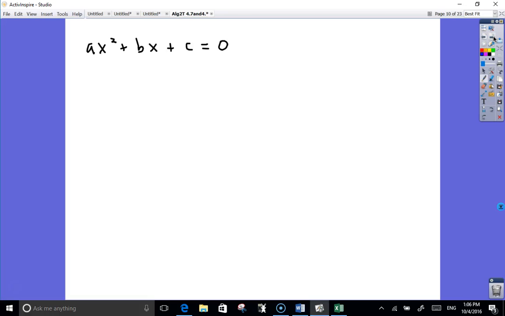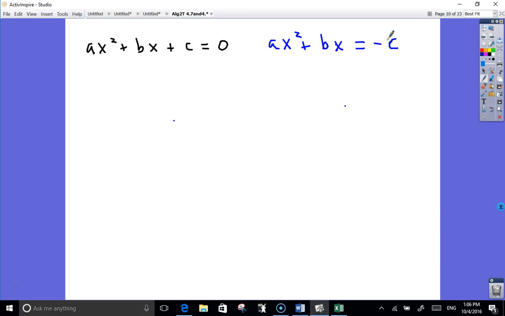Okay, so you start with that right there. First step, remember we always started with a constant term on the other side, so let's move the c to the right-hand side. Let me do this, because it really fills up the screen when I do this. Let me make it like this. ax squared plus bx equals negative c. Right? If the c was positive on the left, it's negative on the right.